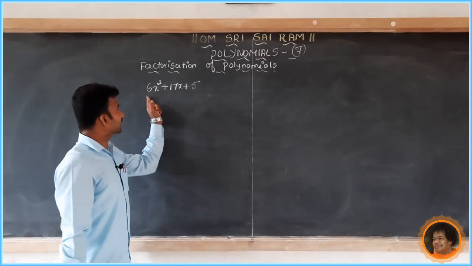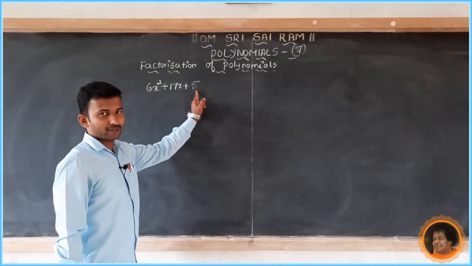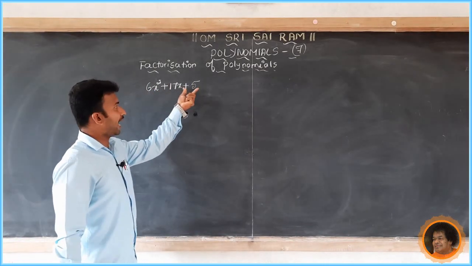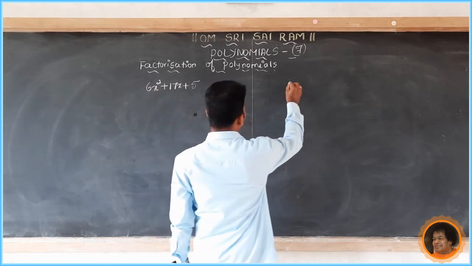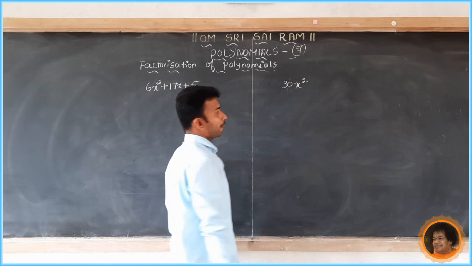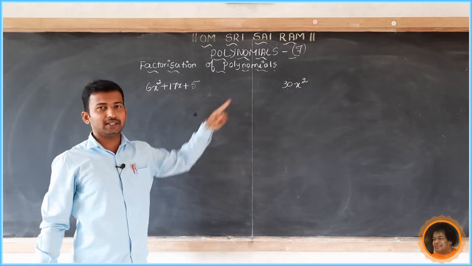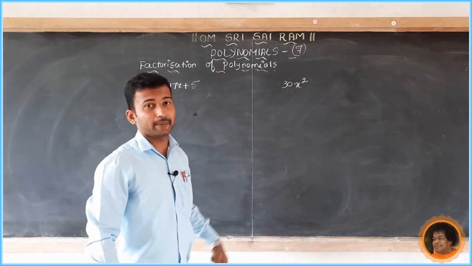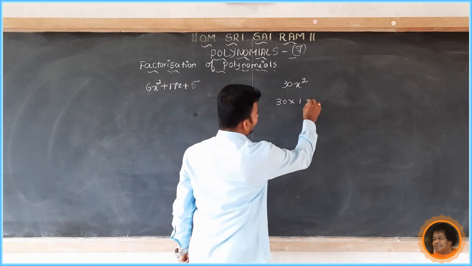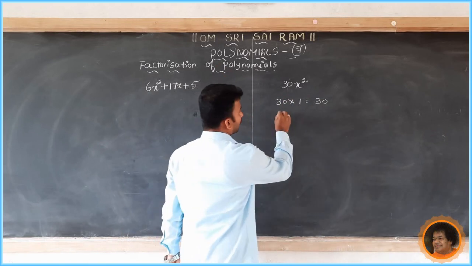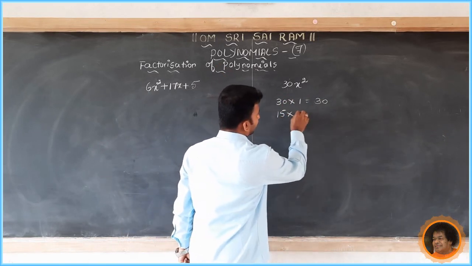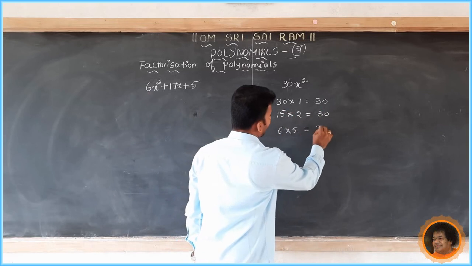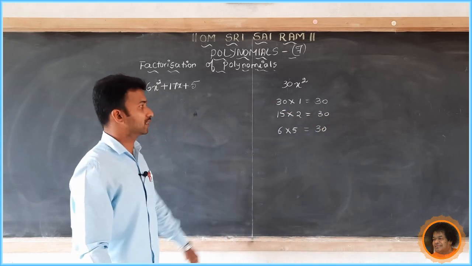Next problem, 6x square plus 17x plus 5. Follow the same steps. What is the first step? Yes, find the product of ax square and c. Now here the product is 30x square. 6 fives are 30x square. What next? Yes, list out the possible factors of 30. 30 into 1 is equal to 30. 15 into 2 is also 30. 6 into 5 is also 30. These are the possible factors of 30.